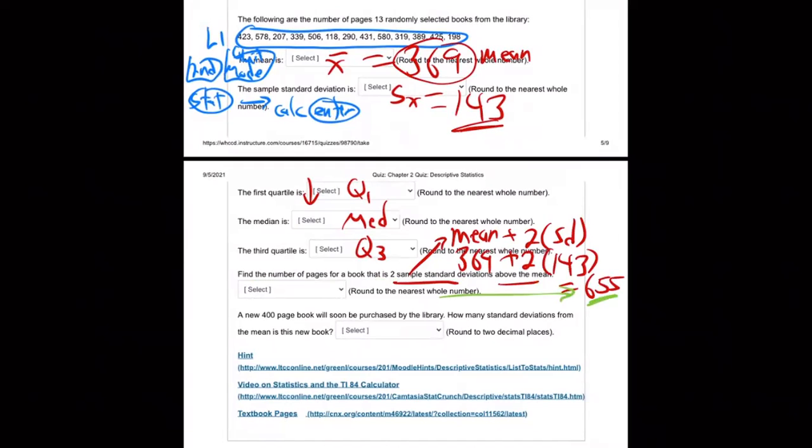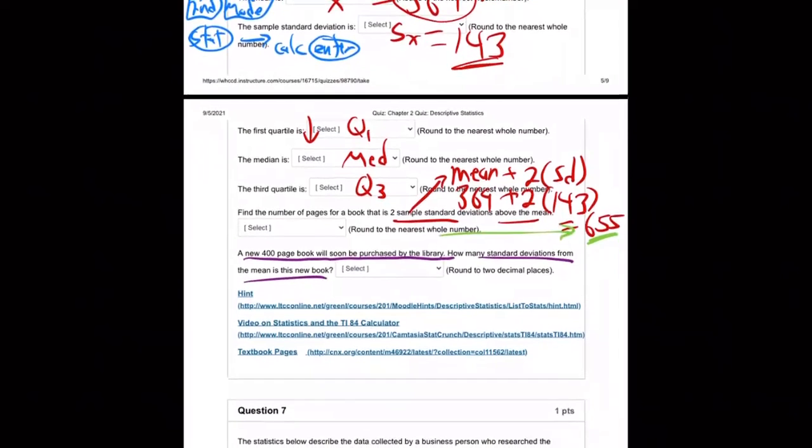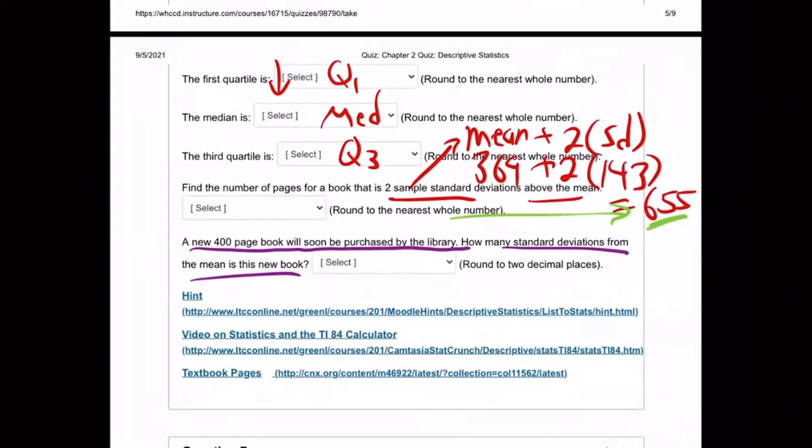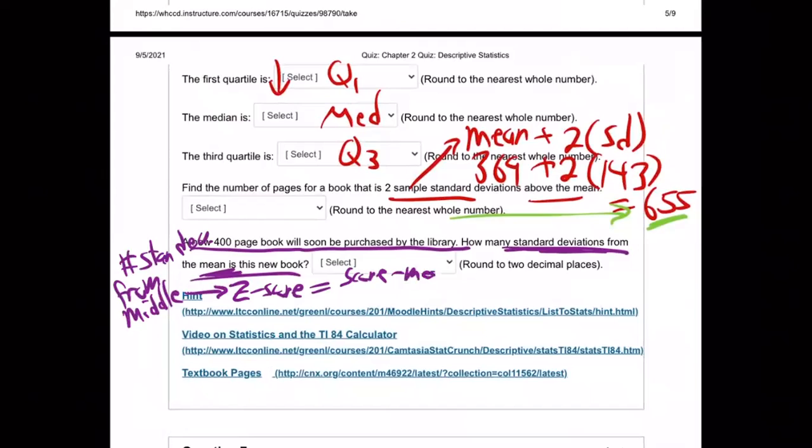All right. Next question says, a new 400-page book will soon be purchased. How many standard deviations from the mean is that? That is z-score. If you look back at the notes, z-score is number of standard deviations from the middle. That's what your z-score is. So it's tricky. You have to recognize that when they say how many standard deviations from the mean, they're saying, what's the z-score? And the z-score formula is score minus mean over standard deviation. So score means what's the score for that particular item?